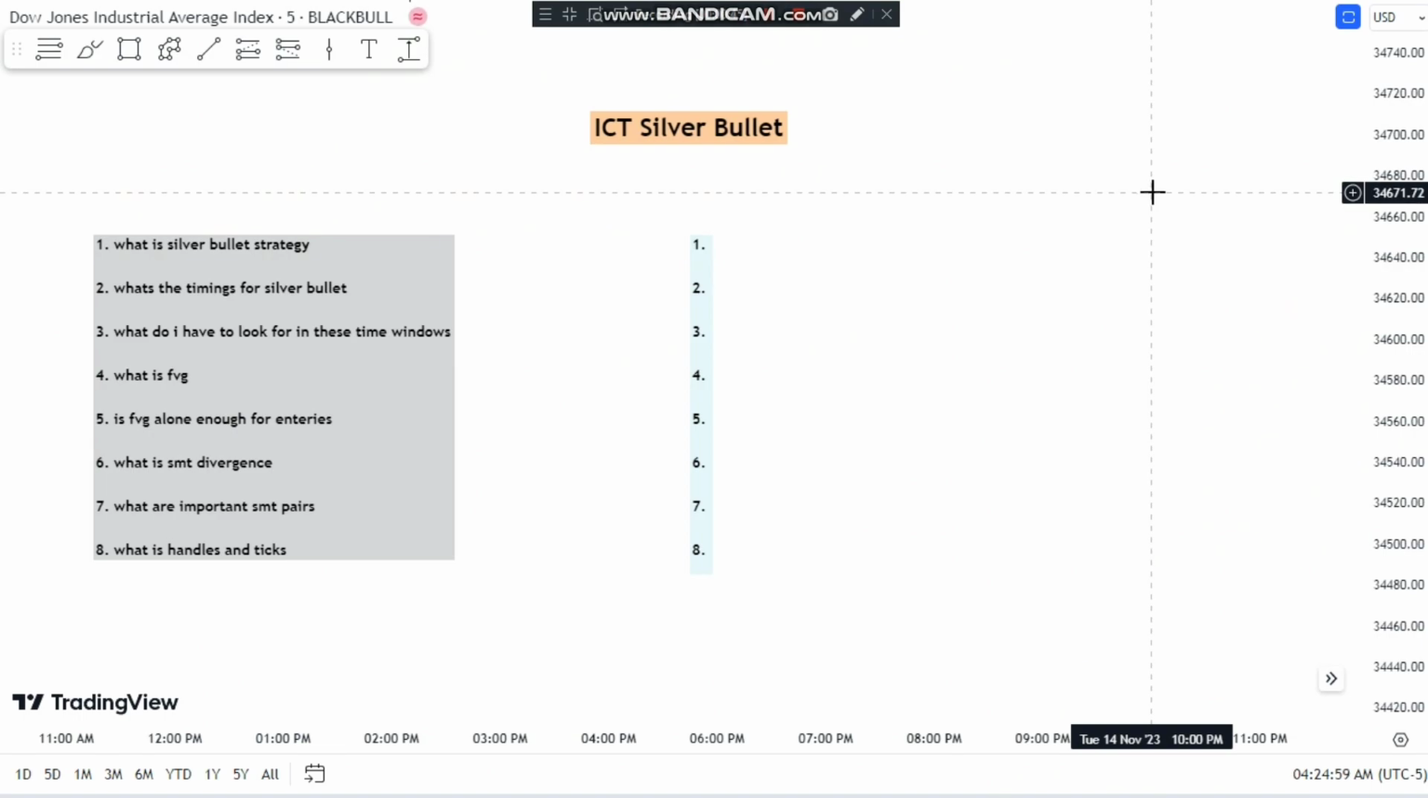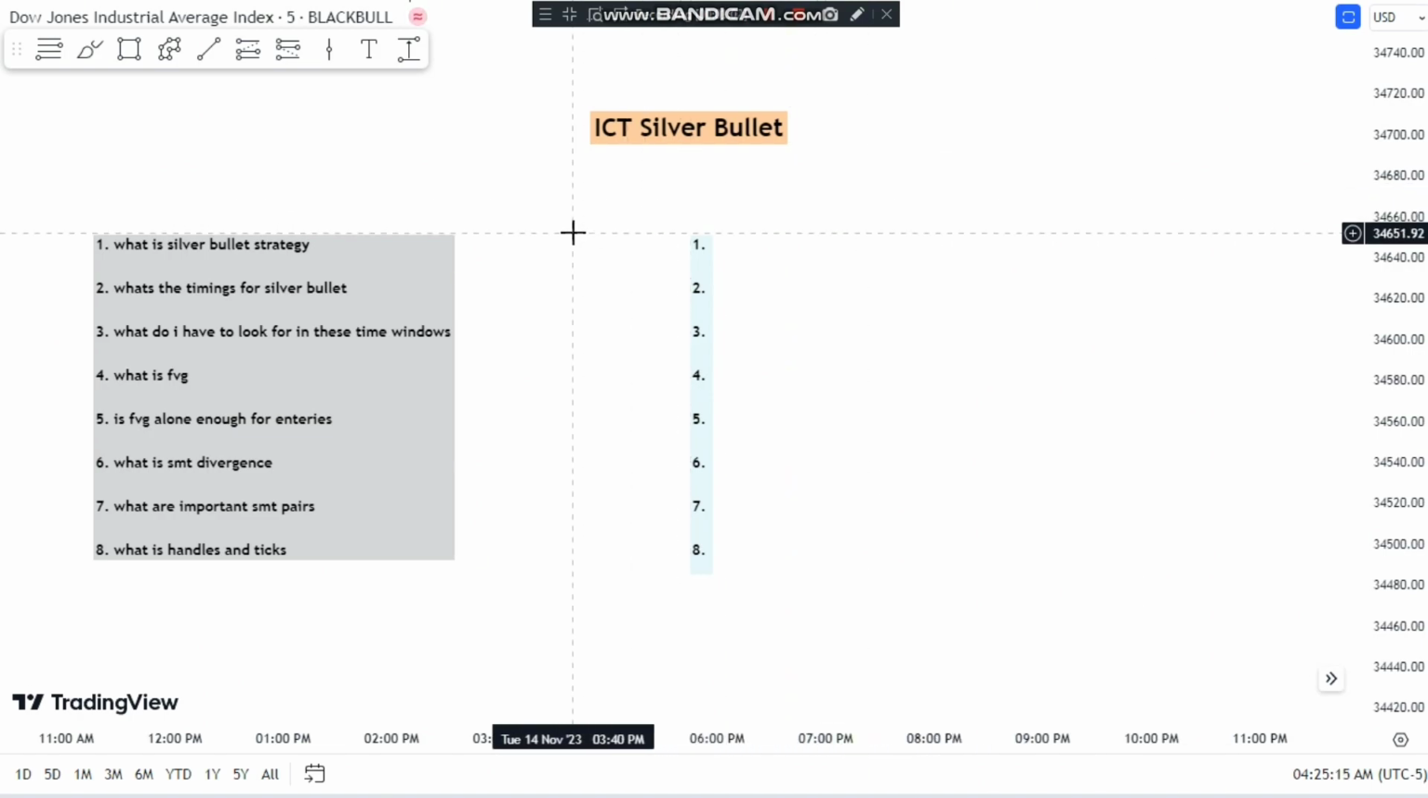as I can. Also, Casper SMC makes it too easy by saying find a fair value gap and get an entry. You can't just get an entry after finding a fair value gap. There are some things that you have to keep in mind. So let's jump straight into the lecture now.